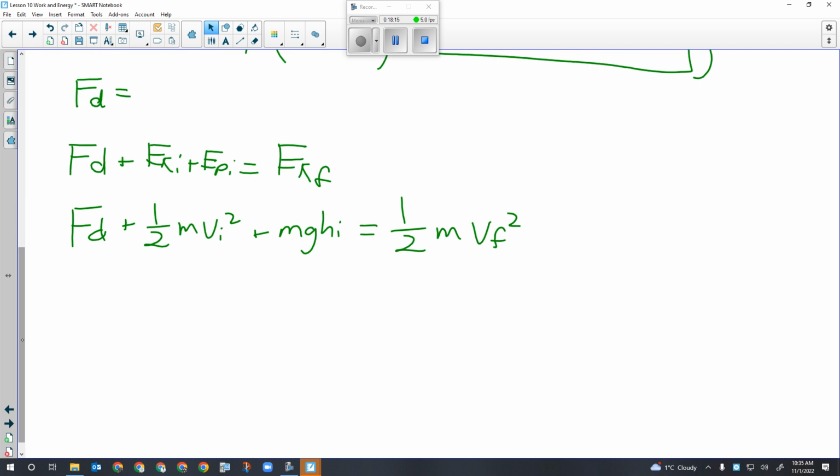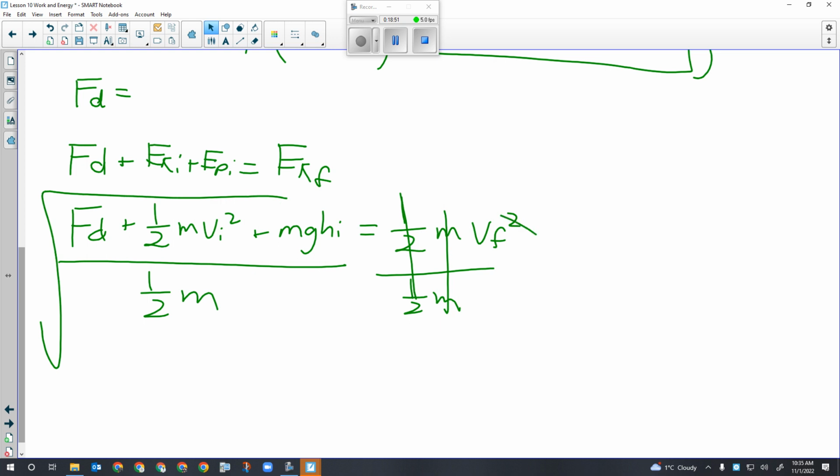All right, so now I'm looking for VF, and now I can isolate it because it's on the board. Okay, so I'm going to divide both sides by 1/2 of M. Does it cancel? No, I got adding and subtracting up top. It doesn't go away. All right, and that solves for VF squared. What do I want? VF, so what do I have to do to the other side? Okay, so there's some decent algebra there for sure.